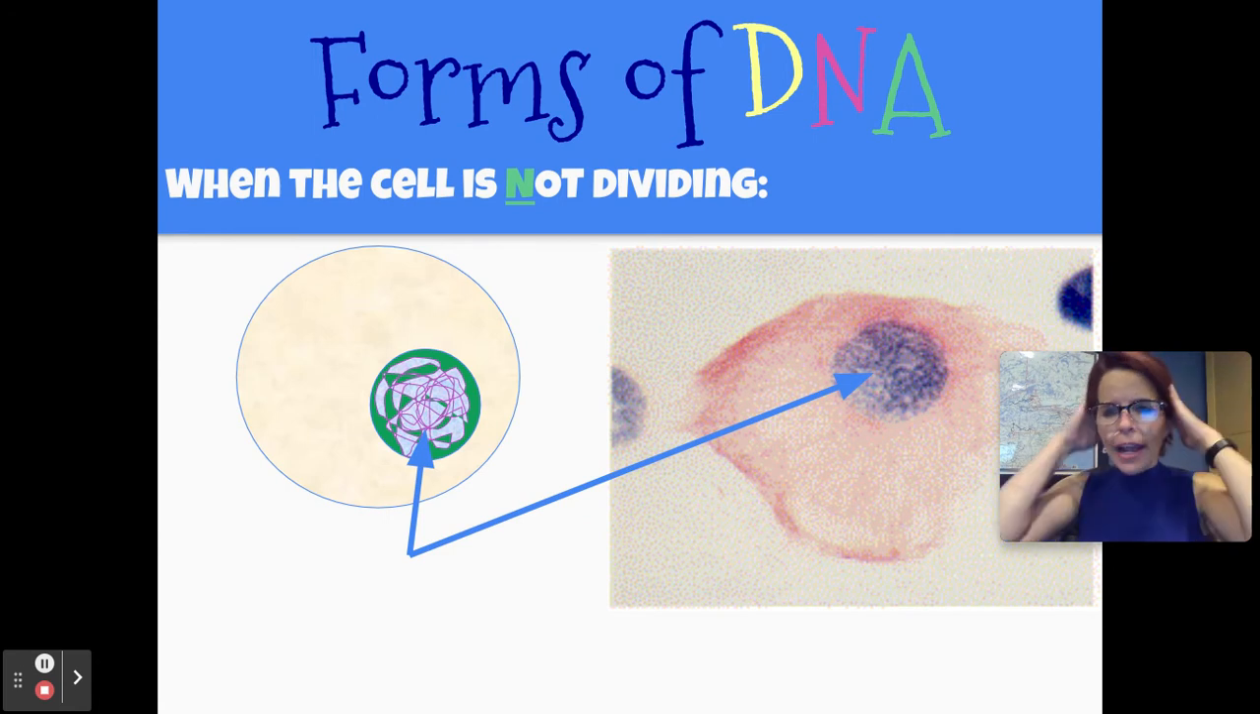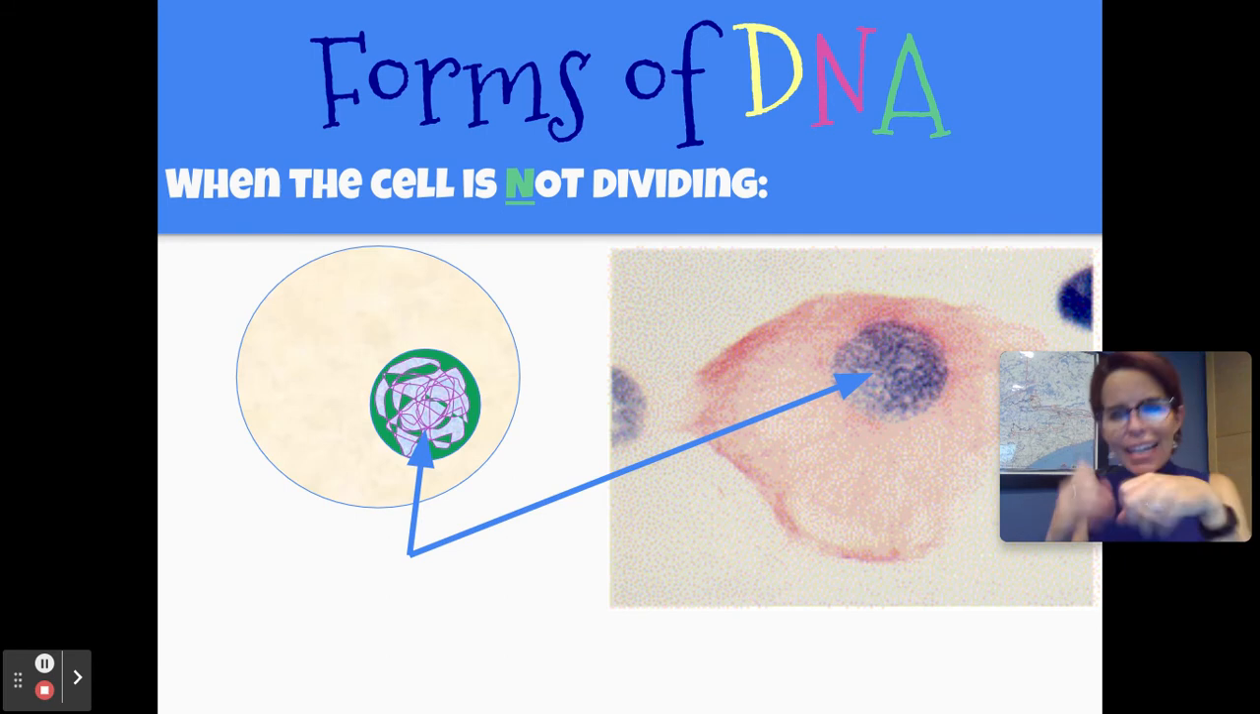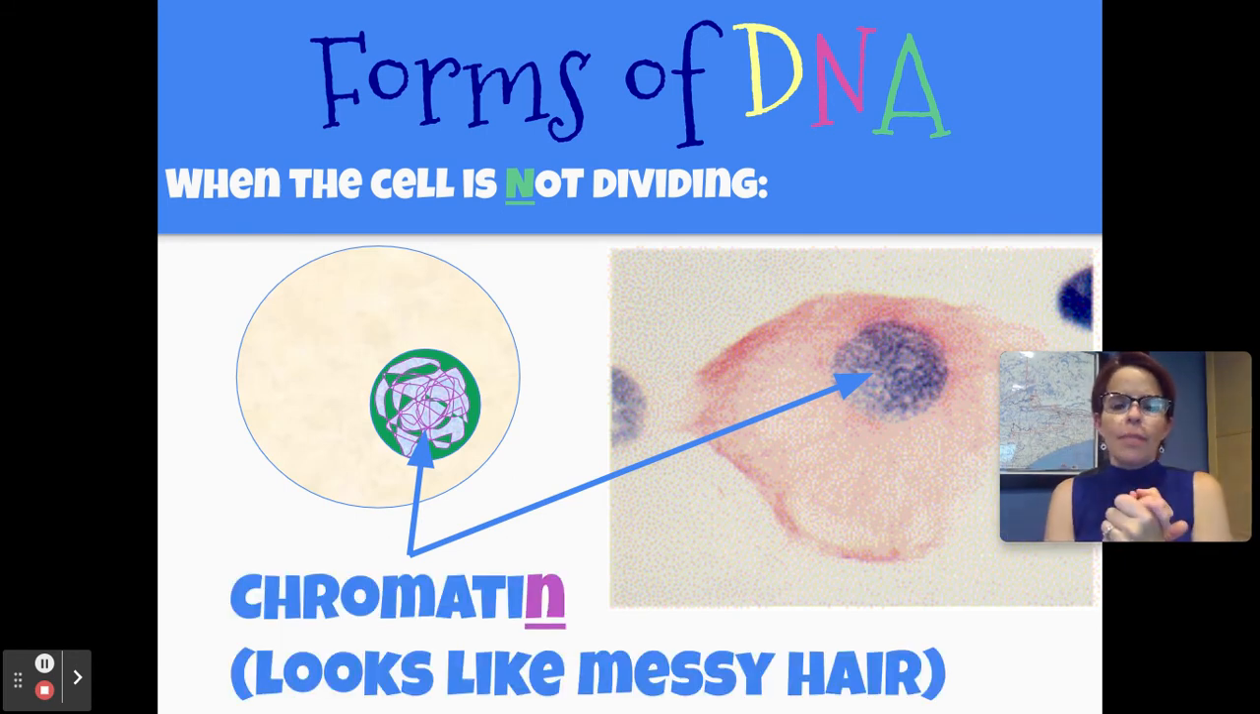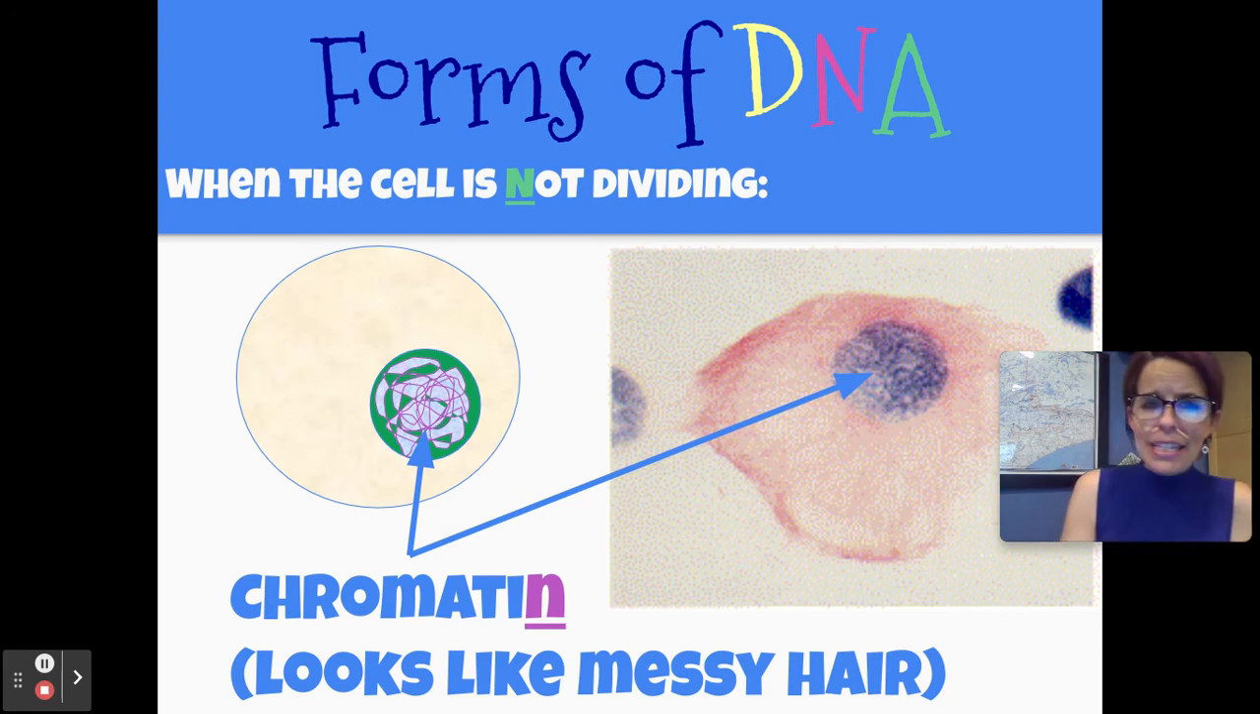All right, let's just really quickly talk about different forms of DNA. So just like you could have your hair braided or down, the DNA can do kind of the same thing. You can have DNA that looks all messy, and when it's DNA, we call it chromatin. So when it's all messy like that and it's not all braided up, we call it chromatin.